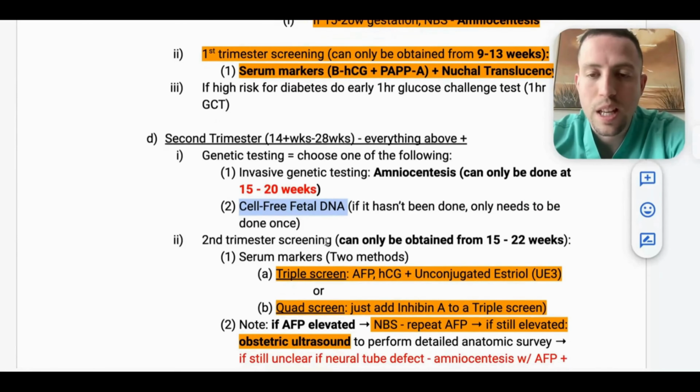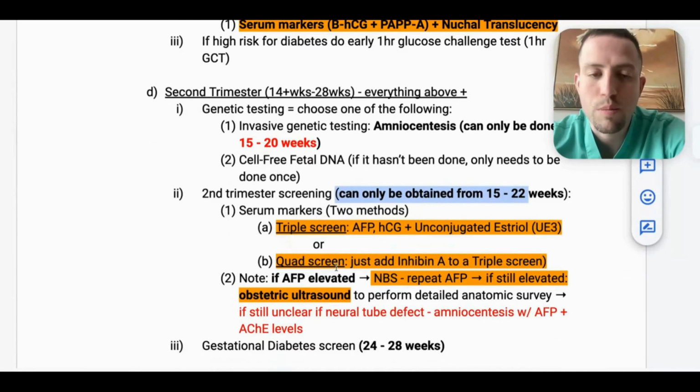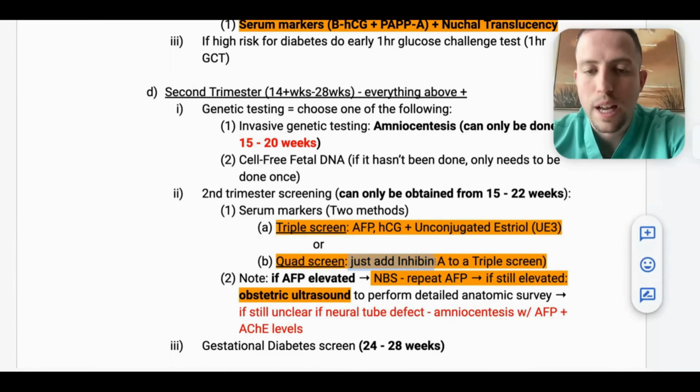Second trimester screening can only be obtained from the weeks of 15 to 22. And so you want to check some serum markers. There's two methods here. There's the triple screen and the quad screen. The triple screen checks alpha fetoprotein, HCG, and unconjugated estriol. The quad screen will add inhibin A to the triple screen.